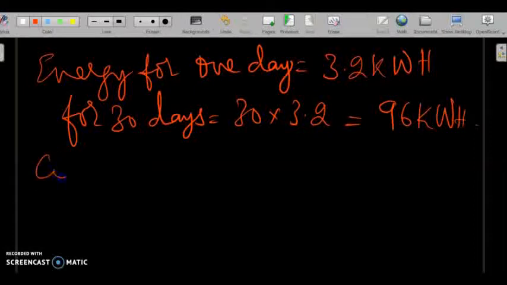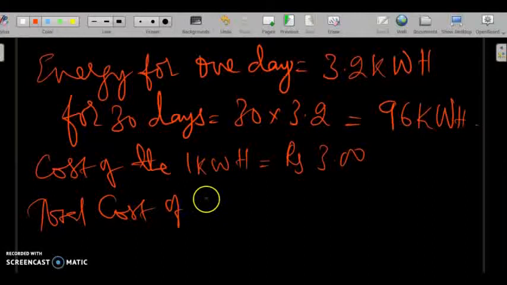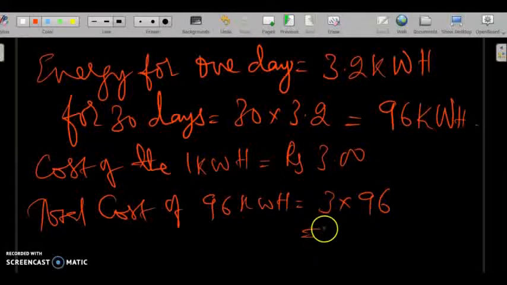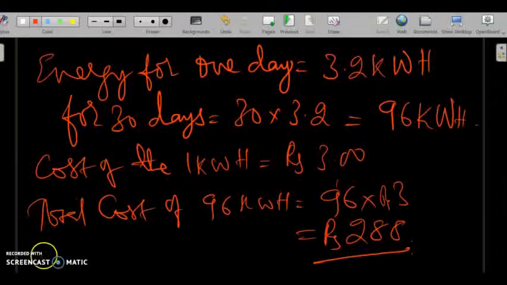Now next one. Cost of 1 unit, of 1 kilowatt hour, is equal to rupees 3. What's the total cost of 96 kilowatt hours? That is 3 times 96, or 96 times 3 rupees. So that becomes 288, 27, 28. So that becomes rupees 288. So this is what we have to pay for using the energy.